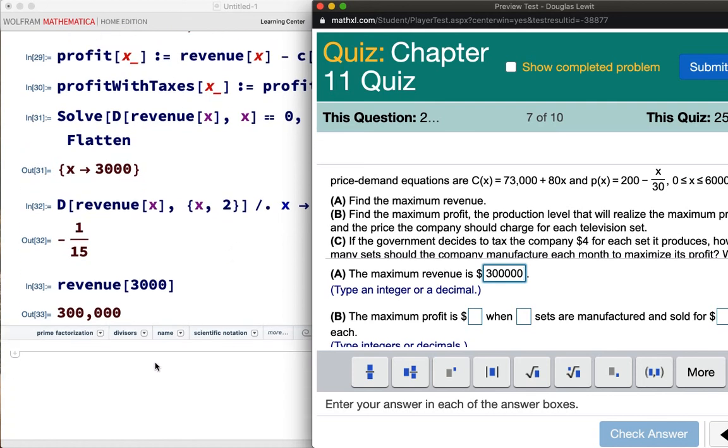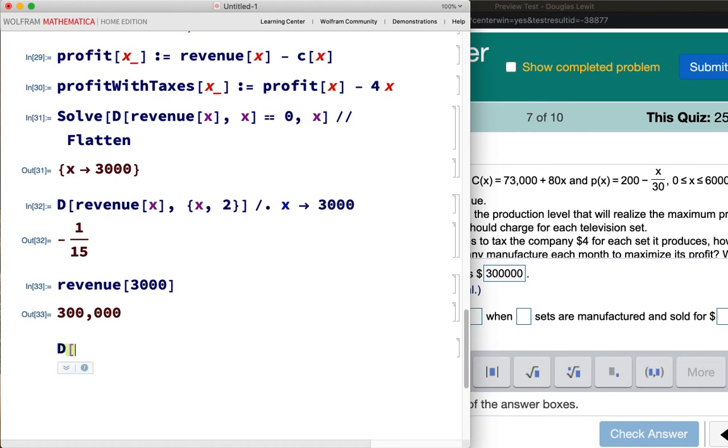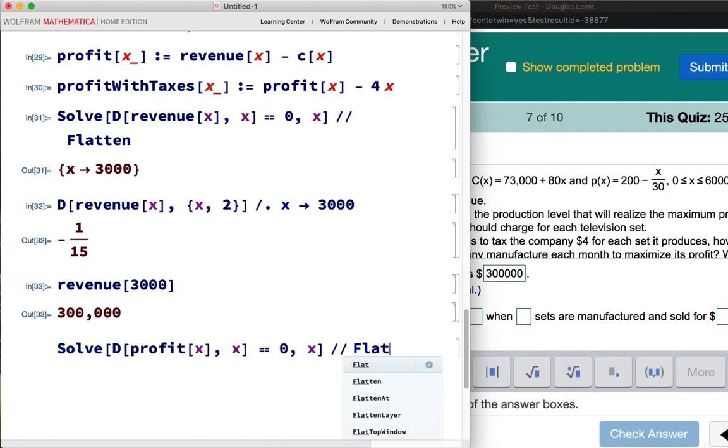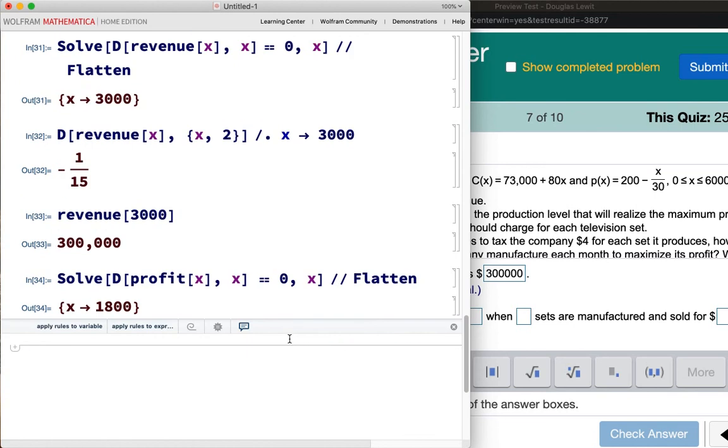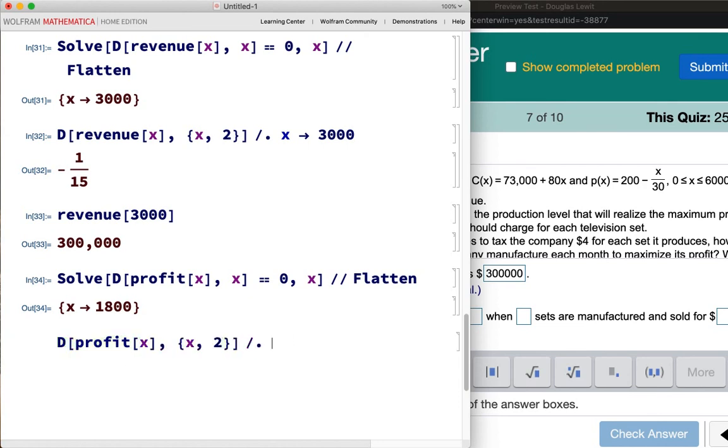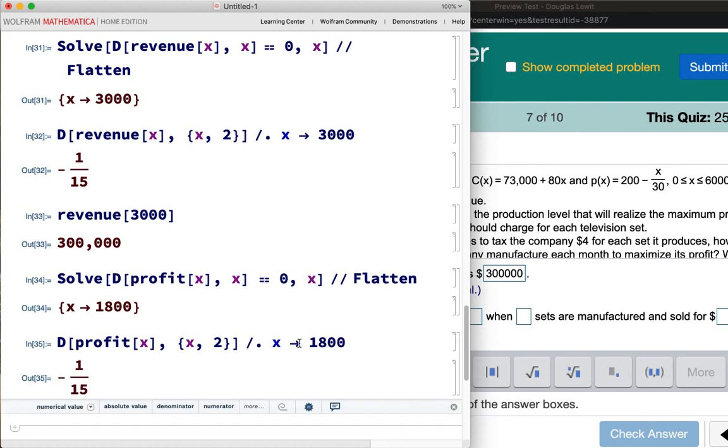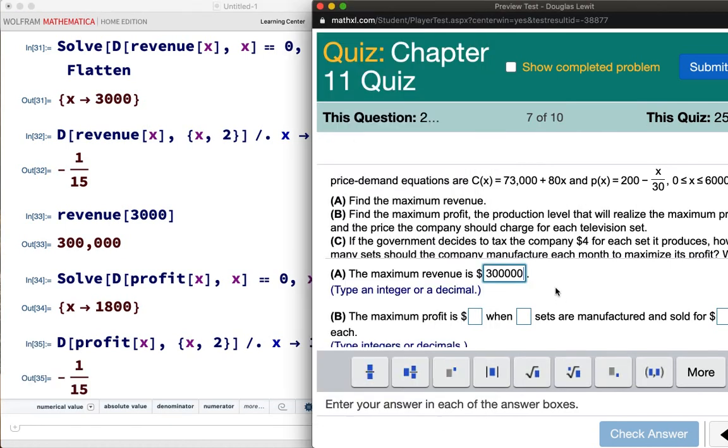What is the maximum profits? Derivative of profit of x with respect to x is equal to 0. Solve. What is x? X is 1,800. Let's make sure the second derivative is negative at that point. Derivative, profit of x, I want the second derivative when x is 1,800. Okay, terrific. So it's still negative. Yeah, so that means we do have a maximum rather than a minimum.